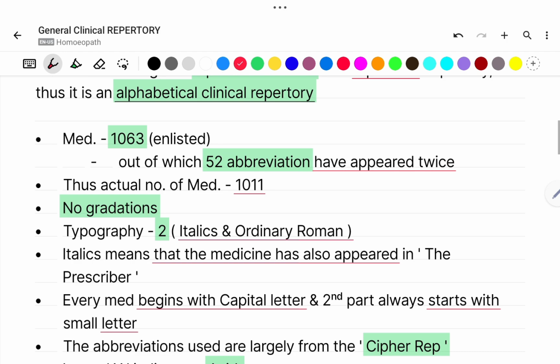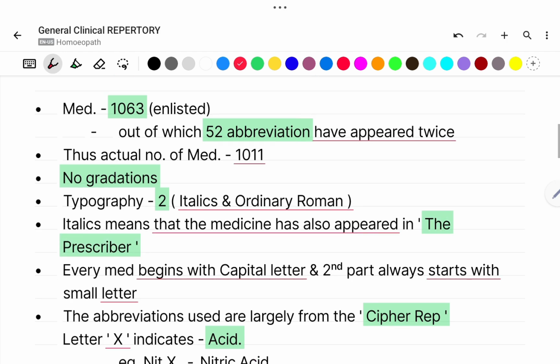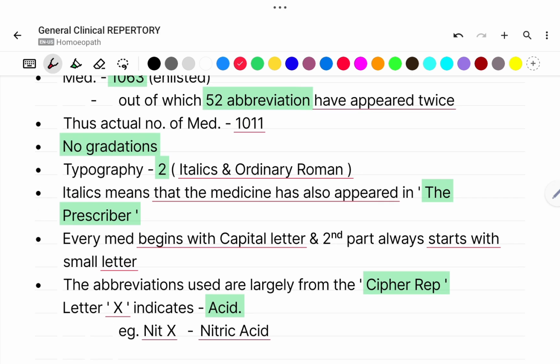There are two types of typography: italics and ordinary Roman. Italics means that the medicine has also appeared in another repertory, that is the Prescriber. Like we have seen in other repertories that italics is used to tell the gradation of the medicine, but here italics means that the medicine has appeared in another repertory. Every medicine begins with a capital letter, and the second part of the medicine starts with a small letter. Abbreviations have been taken from the Cipher Repertory, and X indicates acid.